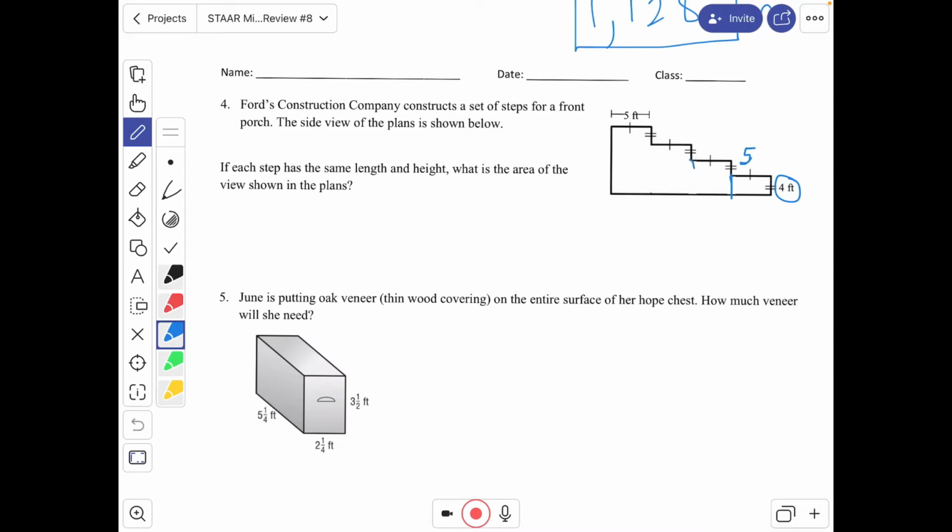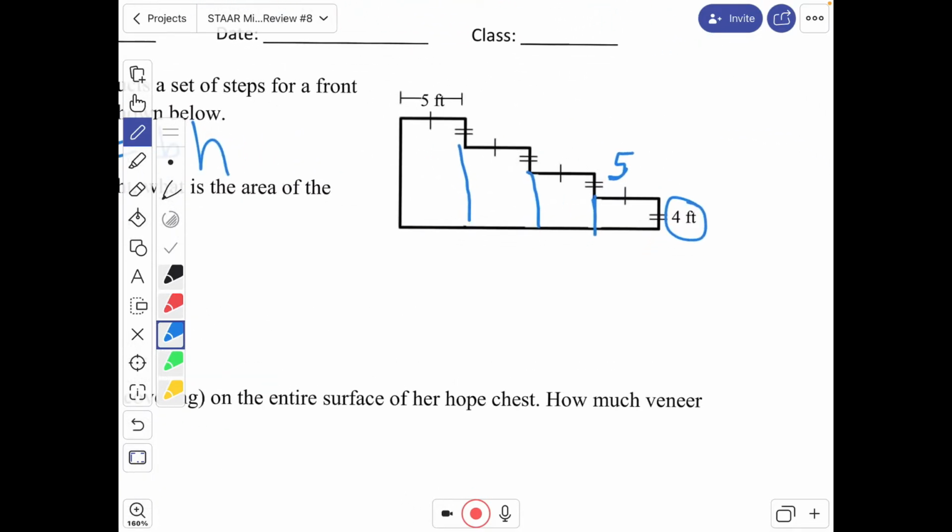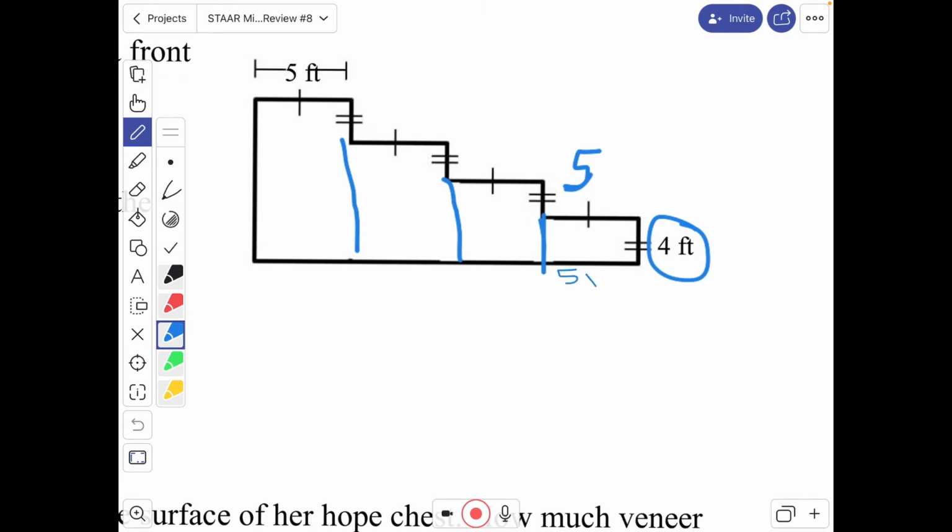And it looks like if we take it apart here, it's going to make 4 rectangles. And the formula for area of a rectangle is base times height. So this bottom step means I'm going to multiply 5 times 4 to find the area. But the next step is a little bit taller because this is 4 and this is 4. This is still 5. So it would be 5 times 8 because it got 4 foot taller.